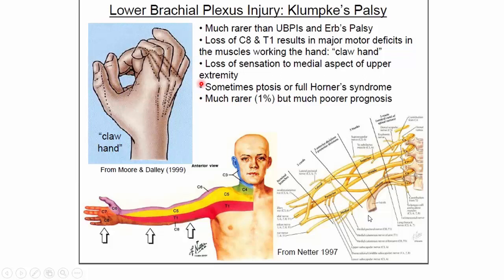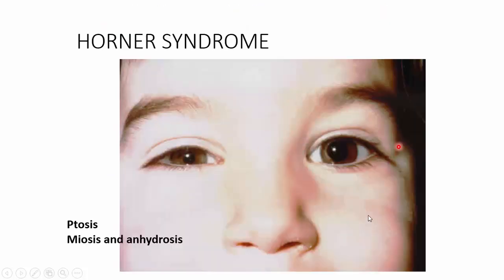The lower brachial plexus position we mentioned is much rarer than the upper brachial plexus and Erb's palsy. The condition is called Klumpke's palsy. Loss of C8 and T1 results in major motor deficits in the muscles working at the hand, claw hand. Loss of sensation on the medial aspect of the upper extremity. Sometimes ptosis or full Horner syndrome, a problem in the eye and eyelid: the eyelid will drop. Much rarer but more so. This is normal and this is abnormal, this is Horner syndrome.